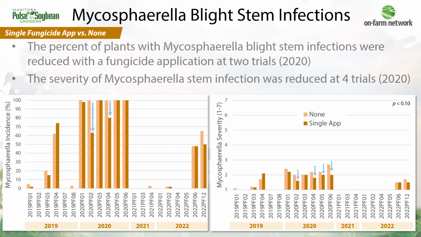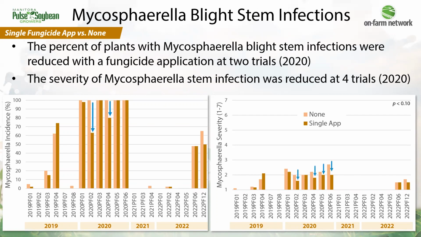So a fungicide application reduced the percent of plants with stem infections at 2 trials in 2020, and severity of stem infections was also significantly reduced at 4 trials in 2020. So here, an average severity of 2 means that Mycosphaerella stem lesions were restricted to the lower third of the plant, just towards the bottom.